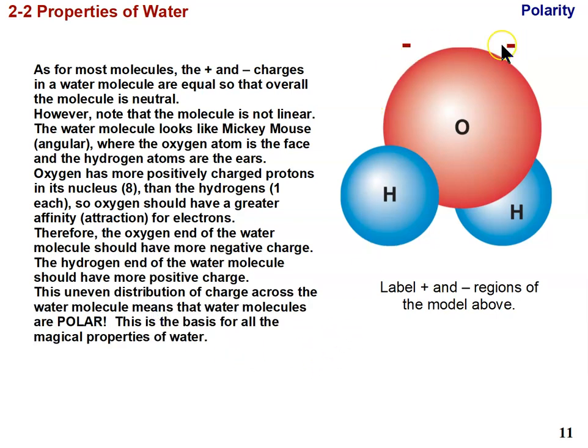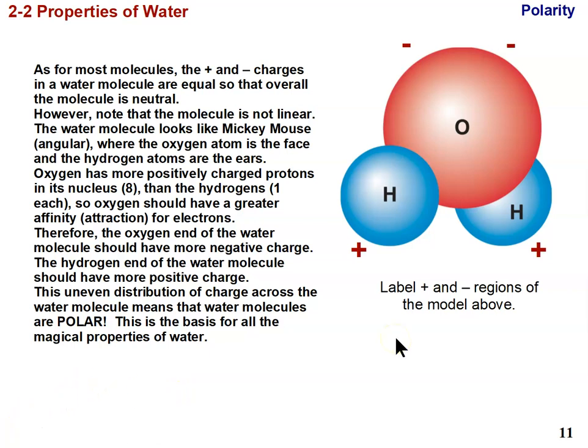So if we place charges on this molecule, like I said, the oxygen end of the molecule is slightly negative compared to the hydrogen end. And I used 2 minus signs at the oxygen end and 2 positive signs at the hydrogen end, to emphasize what we're going to see on the next slide, which is the fact that one water molecule can interact with 4 other water molecules. But it's because it's polar that it's able to do this. So it all starts with polarity.